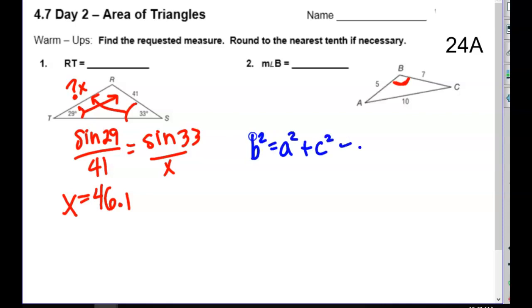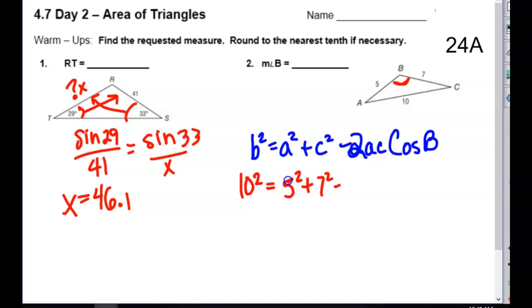I'm just writing this out because we need a little more practice. Ooh, there's a 2 in there, isn't there? So what numbers am I putting in? To find angle B, across from the B is 10 squared equals 5 squared plus 7 squared minus 2 times 5 times 7 times the cosine of B. Okay, I'm going to show my work so that this makes sense, but what are we moving over there?